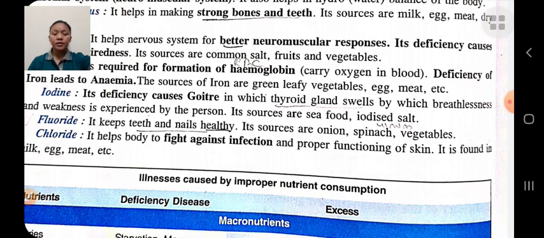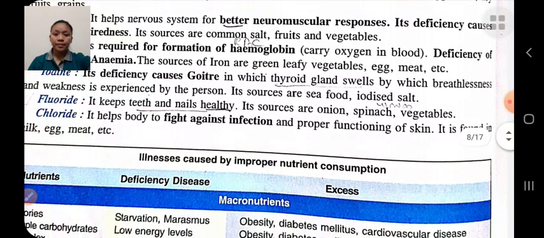Iodine, its deficiency causes goiter. Fluoride helps to keep the teeth and nails healthy. And chloride helps the body to fight against infection and proper functioning of the skin. It is found in milk, egg, meat, etc.